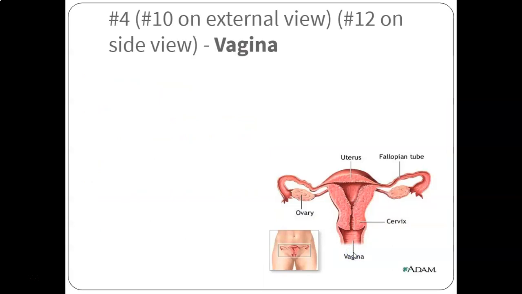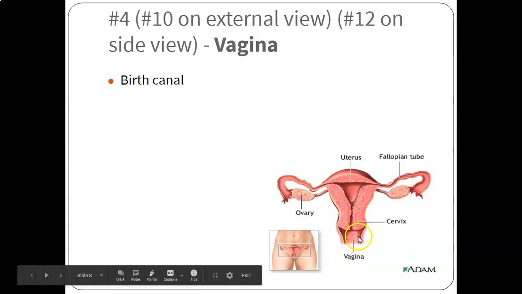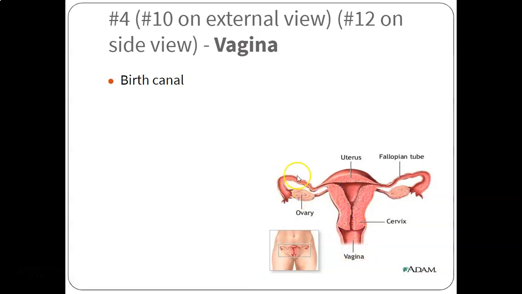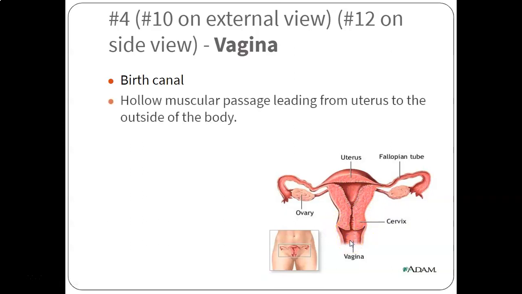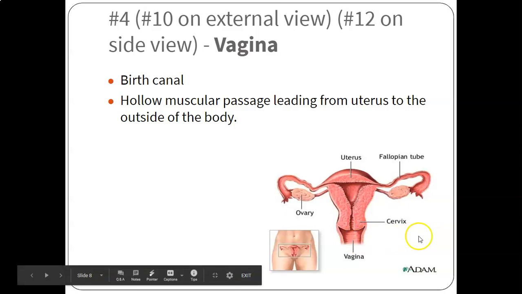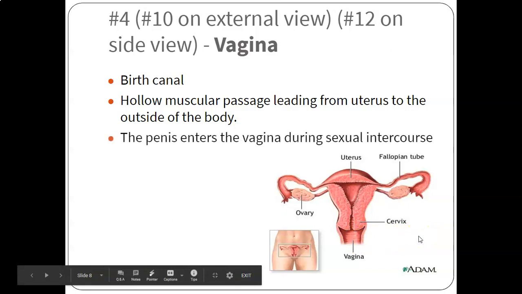So the vagina, which I've already talked about, is this birth canal. Okay, so review: ovary, fallopian tube, uterus, endometrium, cervix, and then the vagina. Vagina is a hollow muscular passage. Again, more muscles, childbirth. Okay, it leads from the uterus to the outside of the body.